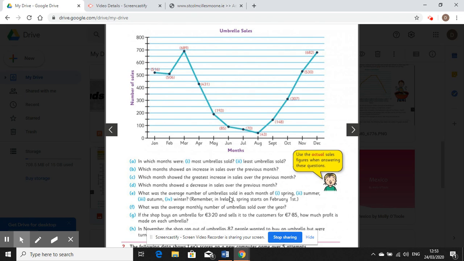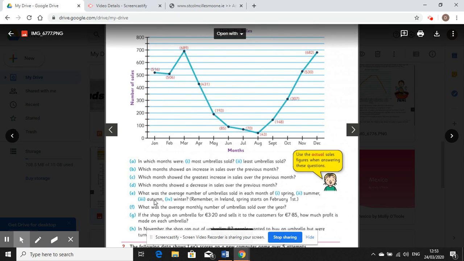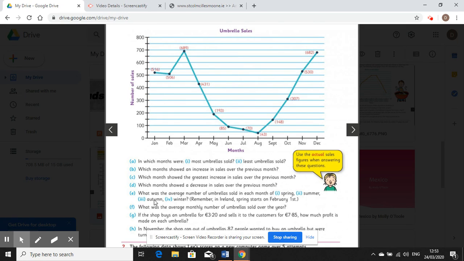What was the average number of umbrellas sold in each month? So for spring, what we're going to have to do is add February, March, and April, and then divide it by 3. For summer, May, June, and July, so add them together and divide it by 3. Autumn, August, September, October, so again, add those together and divide it by 3. And in winter, November, December, and January, and add those together.